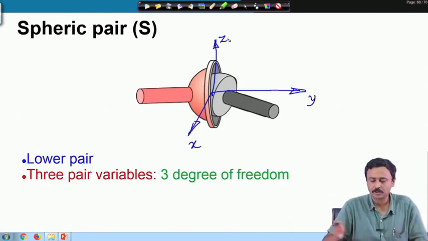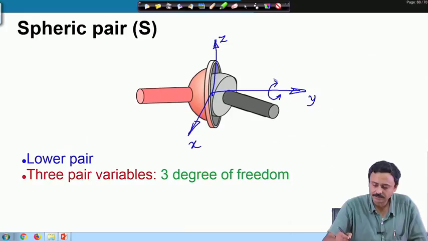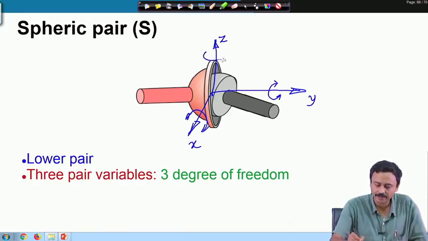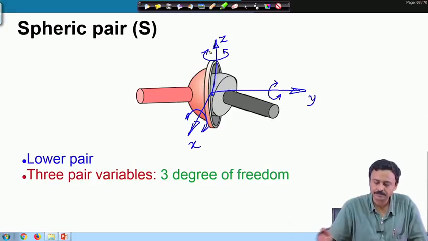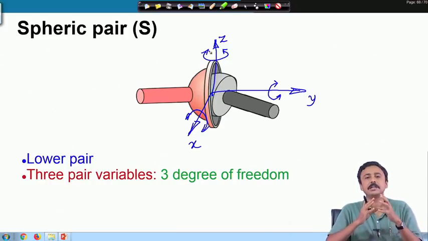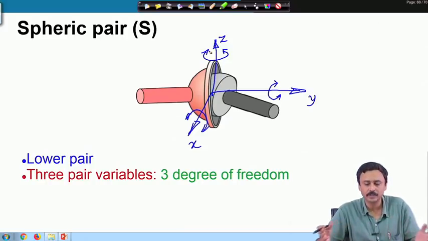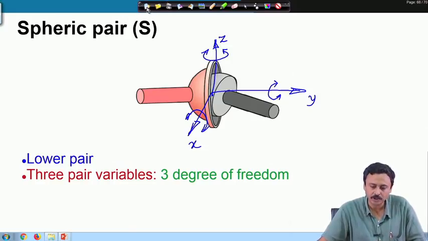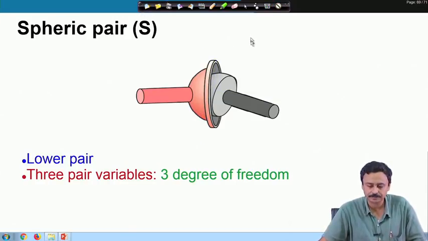You consider this orthogonal coordinate system, then this spheric pair or S pair allows rotation about x, y and z axis. Therefore, you need to specify these 3 rotations in order to fix the relative configuration of these 2 rigid bodies, 2 links. So, it has got 3 degrees of freedom.